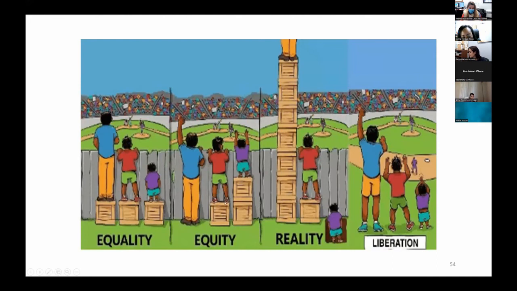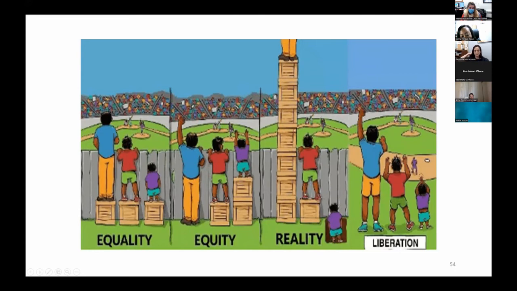Equity is the second bar where the little boy, the littlest one, got the 2 boxes, and now they can all look over the fence together and enjoy the game. But reality is that that tall boy who doesn't really need anything, he has 7 boxes, and the little tiny kid has nothing. In fact, he's dug into the hole.